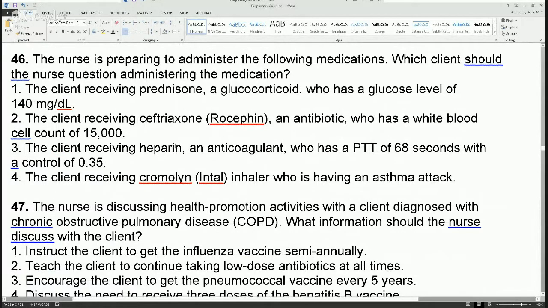All right, Robert. The nurse is preparing to administer the following meds. Which client should the nurse question administering the medication? Time for meds. 40. 15 seconds. It's kind of high. 45.